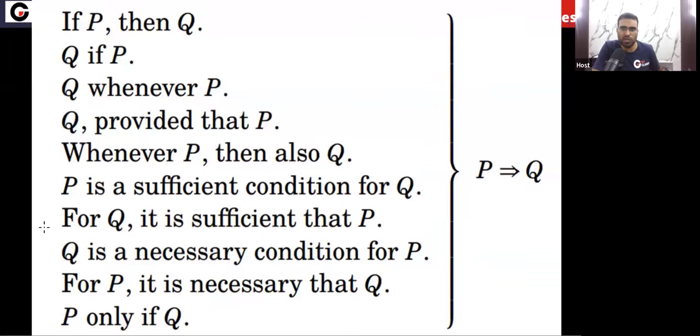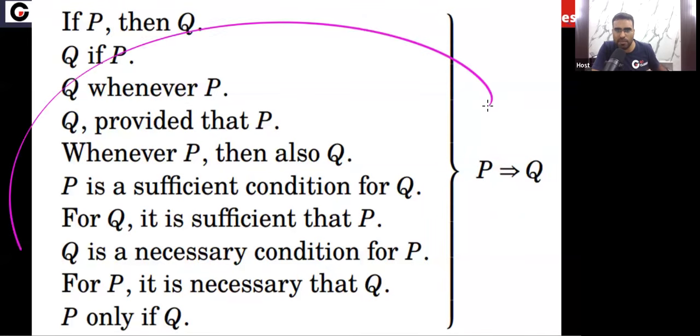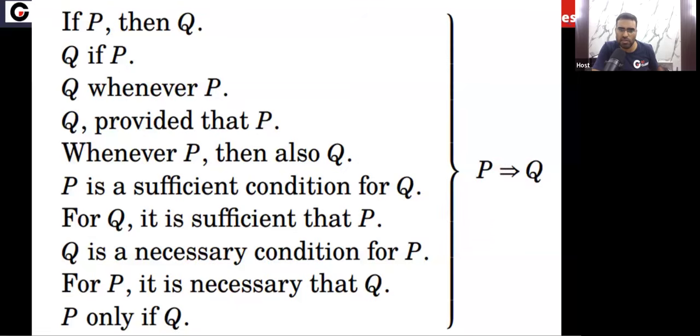So here, let me tell you, the most important is implication. This implication has many English translations. In propositional logic, if I write the expression P implies Q, this is a mathematical expression. There are many different English translations of P implies Q: if P then Q, P implies Q, Q if P, P is a sufficient condition for Q, Q is a necessary condition for P, and P only if Q. These we have already seen in the previous lecture, in last class.